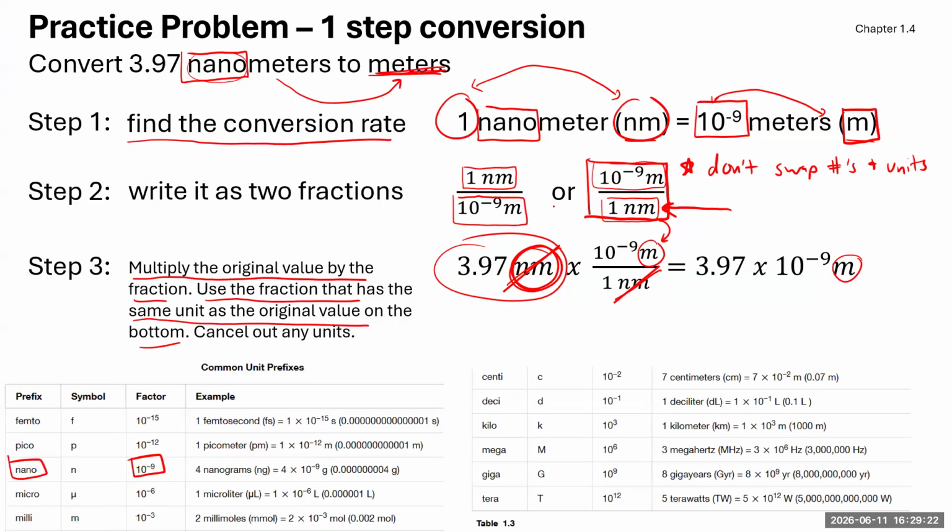All right. And we have 3 sig figs here, 3 sig figs here. So we're all good. All right. And then we canceled out units, right? We canceled out the nanometers. Let's try it again.